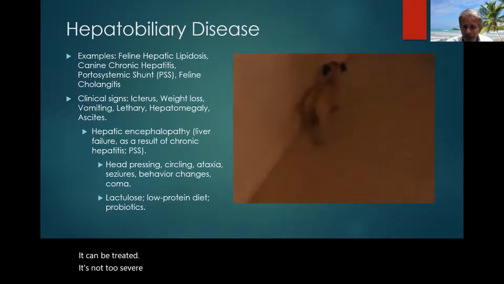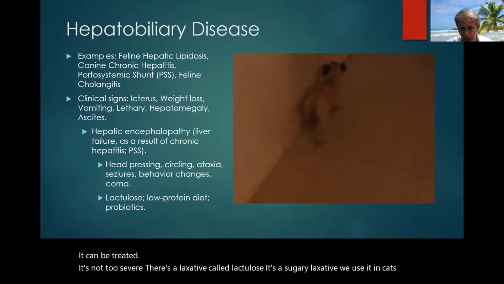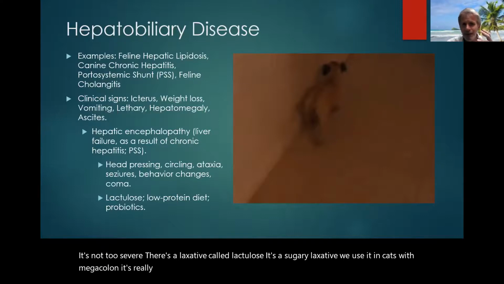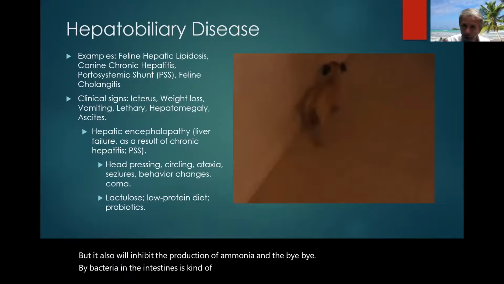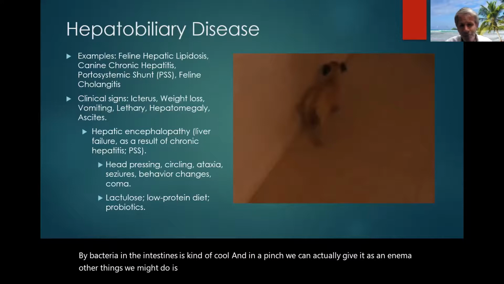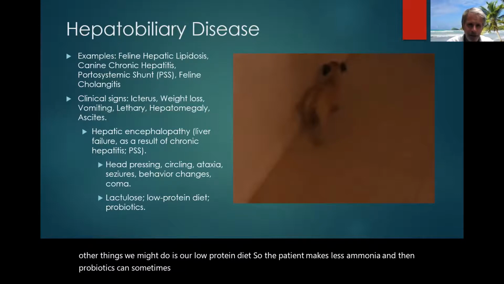There's a laxative called lactulose. It's a sugary laxative. We use it in cats with megacolon. It's a really great laxative, but it also will inhibit the production of ammonia by bacteria in the intestines. It's kind of cool. And in a pinch, we can actually give it as an enema. Other things we might do is a low protein diet, so the patient makes less ammonia, and then probiotics can sometimes help by getting some good bacteria in there.